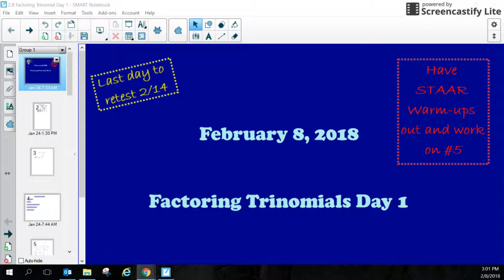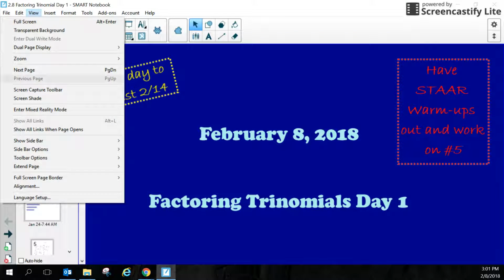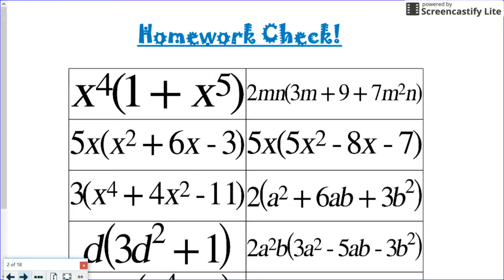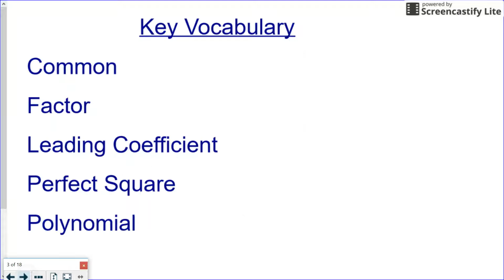Hello, this is the notes for February 8th. So we're starting to think about factoring trinomials. And we did some diamond problems today.